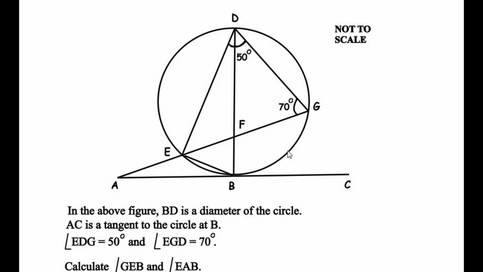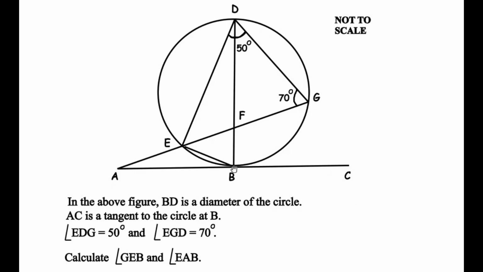In this video we are going to solve a competitive examination question which is a combination of circles, circle theorems and properties of triangles. In the above figure, BD is the diameter of the circle, AC is a tangent to the circle at point B, angle EDG is given as 50 degree and angle EGD is given as 70 degree. Calculate angle GEB and angle EAB.